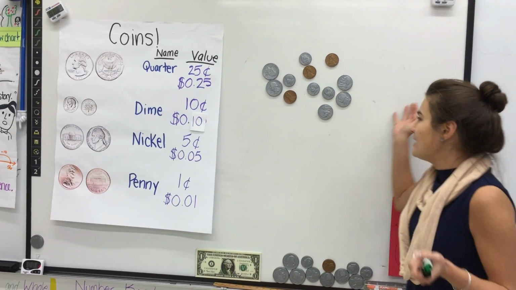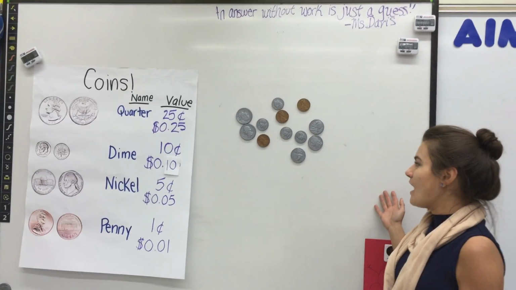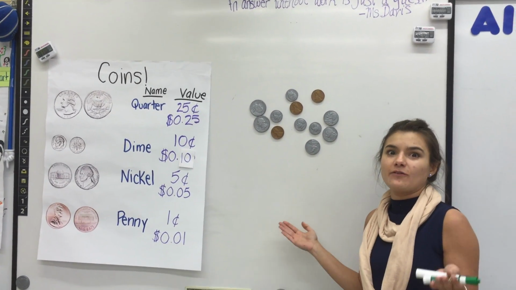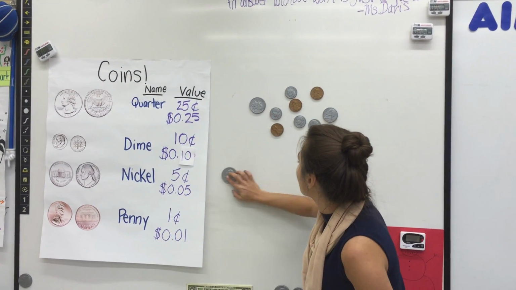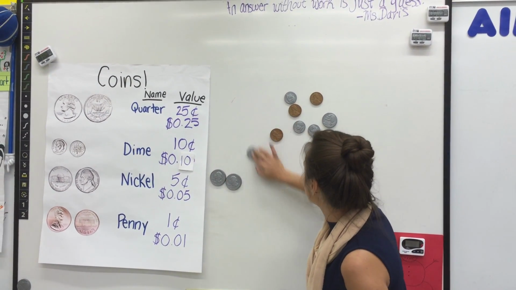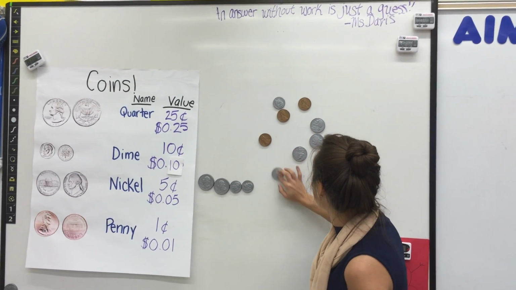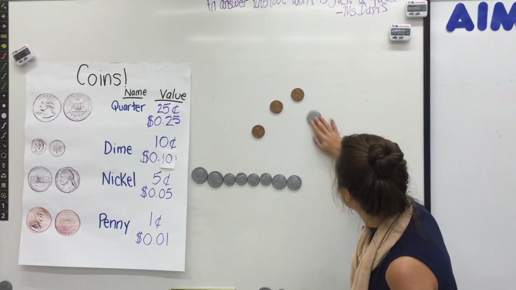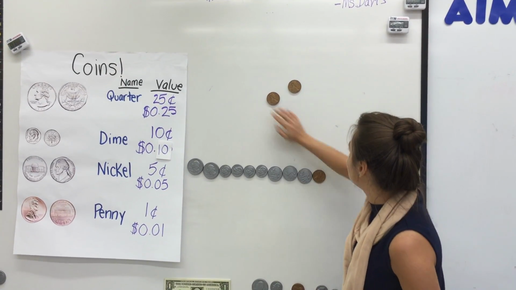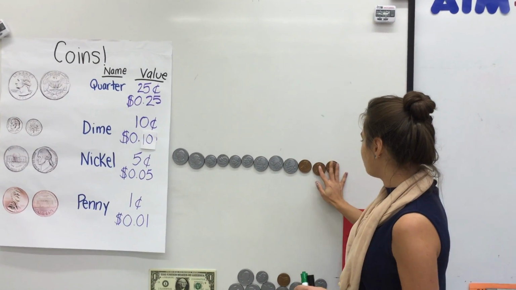So when we see a bunch of different coins and we need to find the value, what we've been teaching students to do is first line them up in order of greatest value to least. So I would look for my quarters, then my dimes, and I'm organizing them. It's going to make it a lot easier to sort that. My nickels and my pennies.